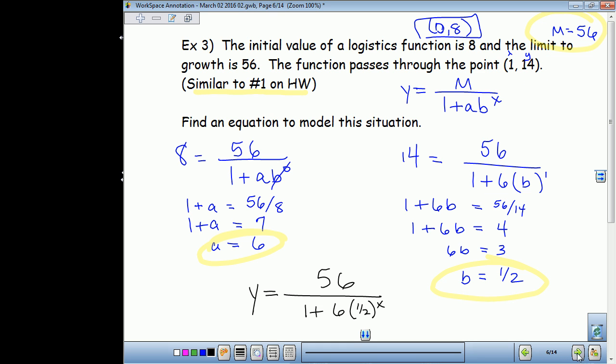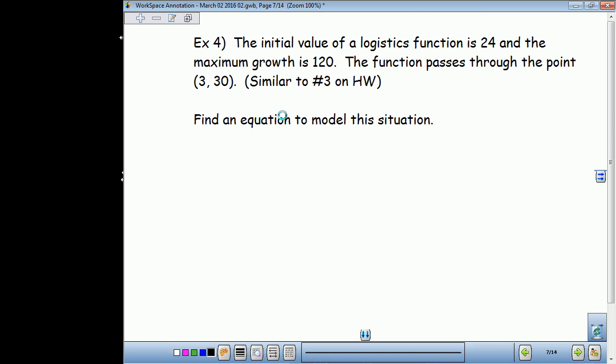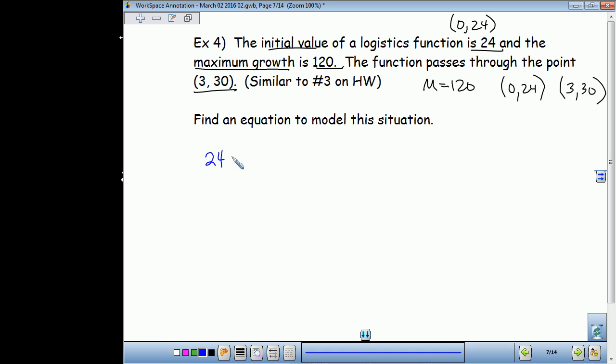Okay, the next one is very similar, but instead of this point being 1 something, it's a different number. So we have to do something slightly different at the end, but the beginning is the same. So once again, they tell us the initial value is this, so that indicates that this is a point. The maximum growth is 120, and it passes through this point. So we have m of 120. We have a point at 0.24 and a second point that this function passes through at 0.30. So when I plug it in, I get 24 equals 120 over 1 plus ab to the 0.